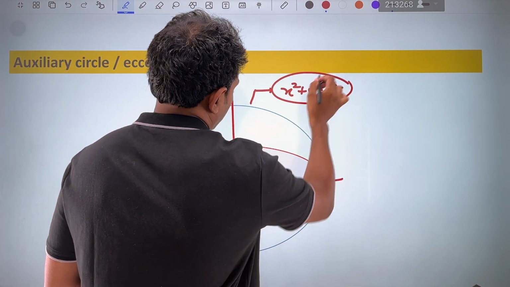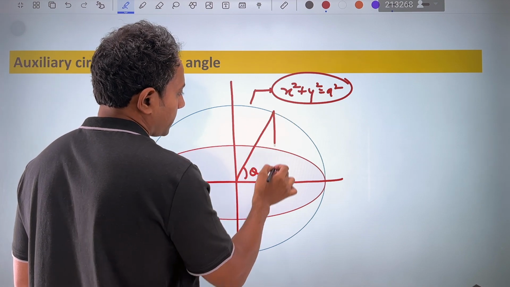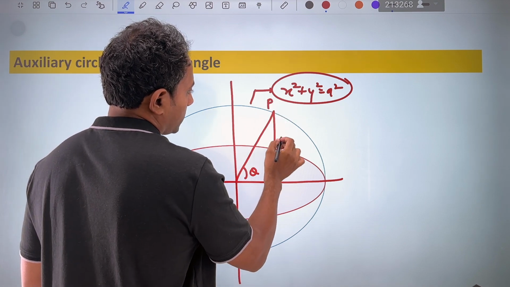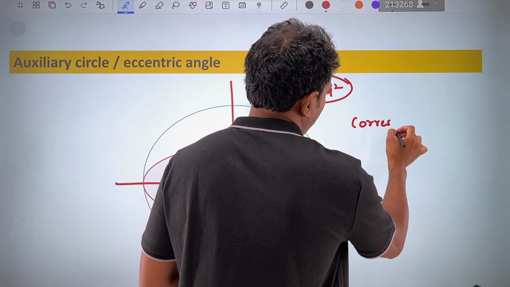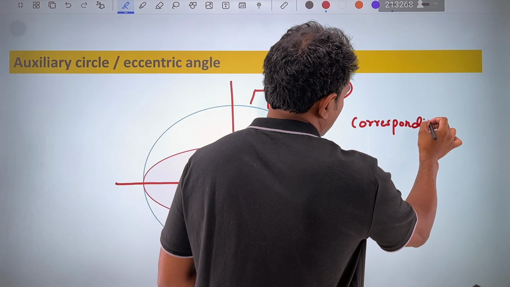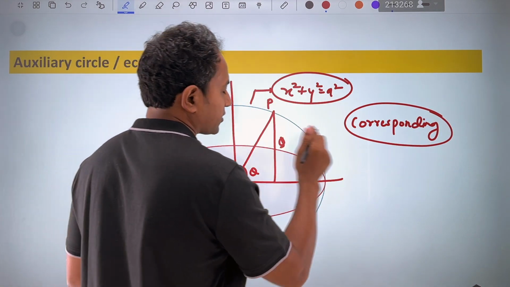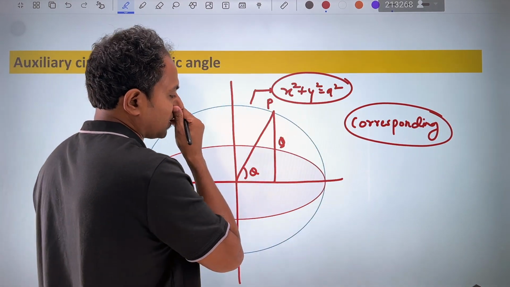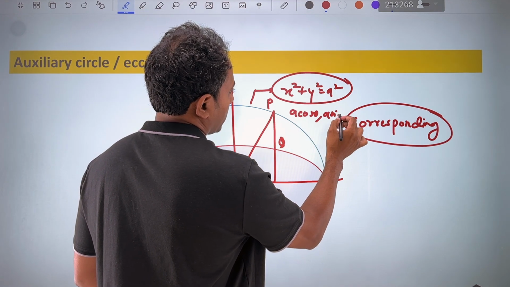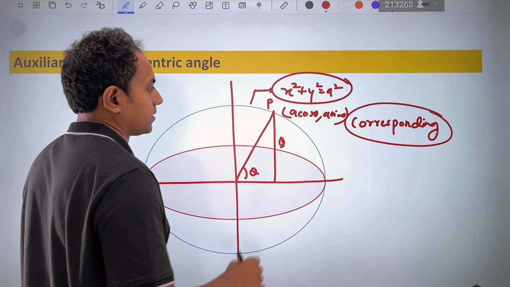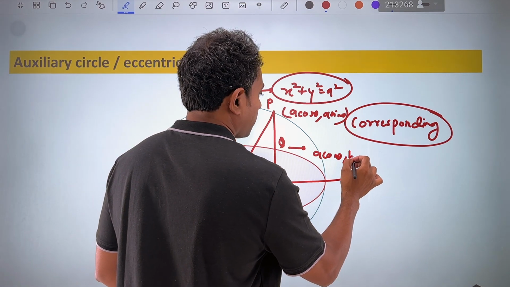The equation of the auxiliary circle in the standard case becomes x square plus y square is equal to a square. Now if I take a line from here at an angle theta and drop a perpendicular from here, these points P and Q are known as corresponding points. This terminology is important because sometimes it is used in framing the question. So when they say corresponding, this is what they mean in the question. Now if I take this as a cos theta, a sin theta, parametric coordinates of a point on the circle, this point correspondingly comes out to be a cos theta, b sin theta.